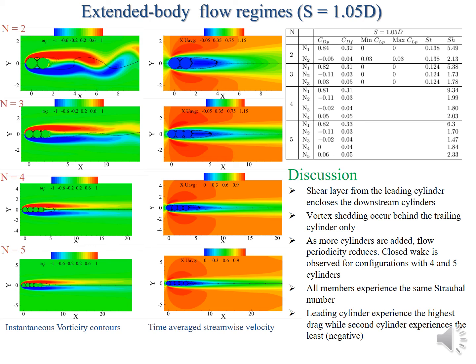For the first 2x size cylinder, we can actually see that we have vortex shedding. But as we increase the number of cylinders, we find that it diminishes. By the time we have 4 cylinders, we have a closed wake. We no longer have vortex shedding. We have a closed wake, like the case of low Reynolds number. The time average contours of streamwise velocity show that we also have a closed wake behind the trailing sphere.